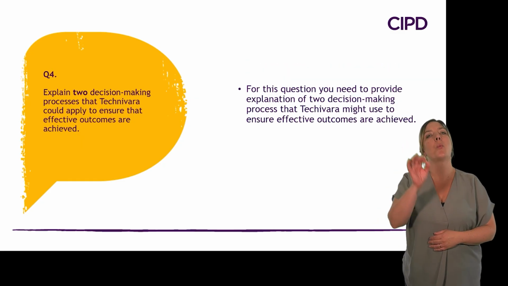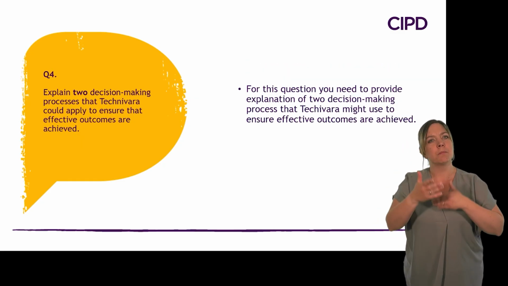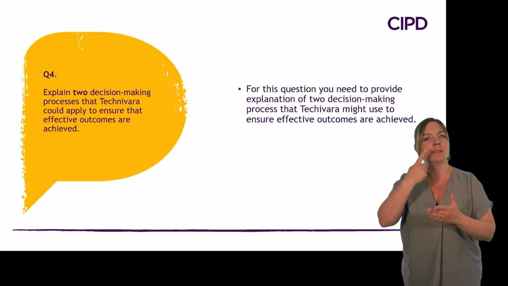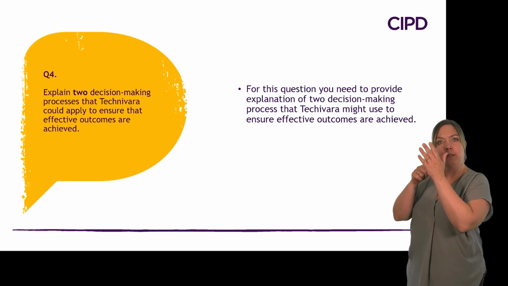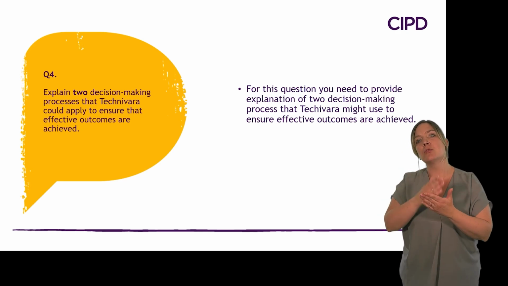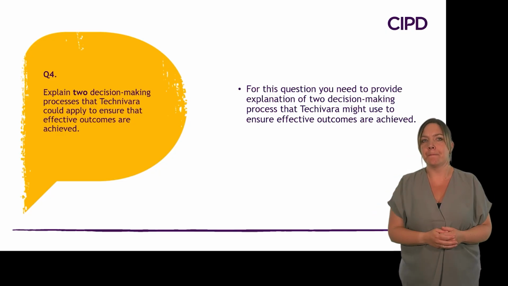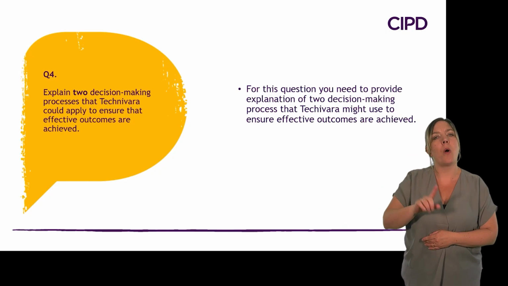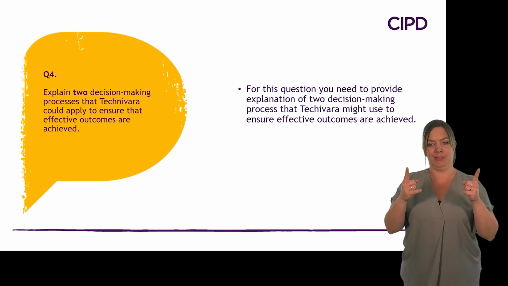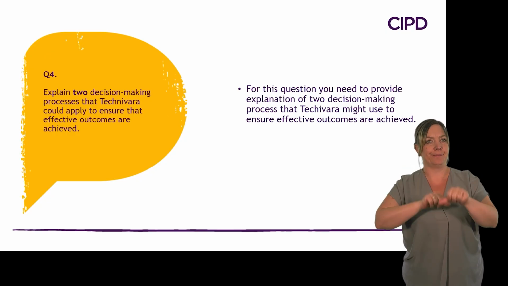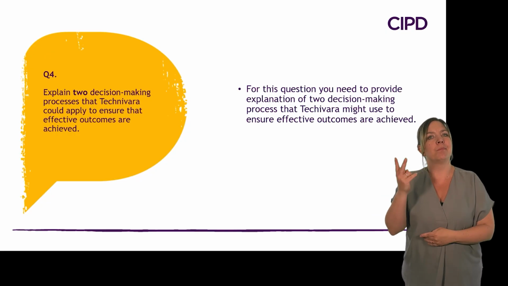So, question 4. Question 4 requires you to explain 2 decision-making processes that Technovara could apply to ensure that effective outcomes are achieved. So, for this question, you are required to explain 2 decision-making processes. Broadly, these are problem-solving processes.